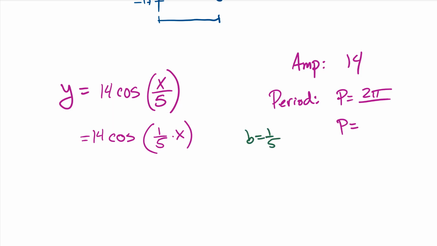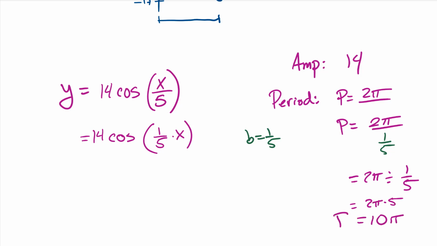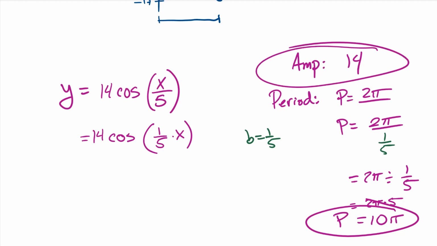So again, we go in here and we're like 2 pi divided by our b value, 1/5. Go old school if you need to and say that's 2 pi divided by 1/5. Now we can see it's just 2 pi times 5, which is equal to 10 pi. And that's the period of this function. You have a few homework problems where it's just straight up asking what's the amplitude and what's the period of the function. And that's how we're going to find the amplitude and the period of the function.